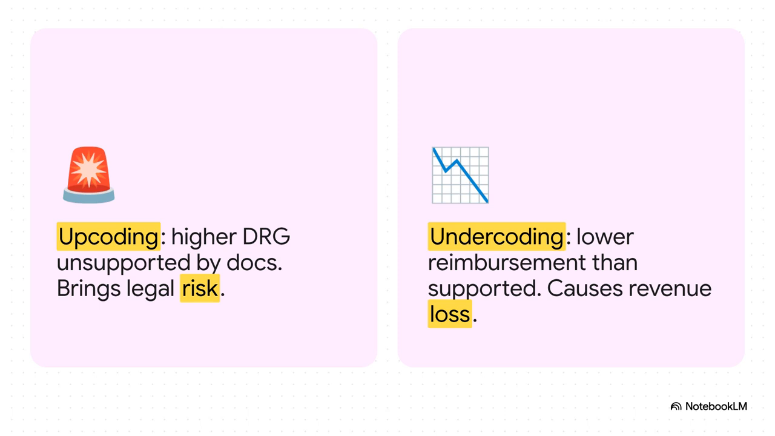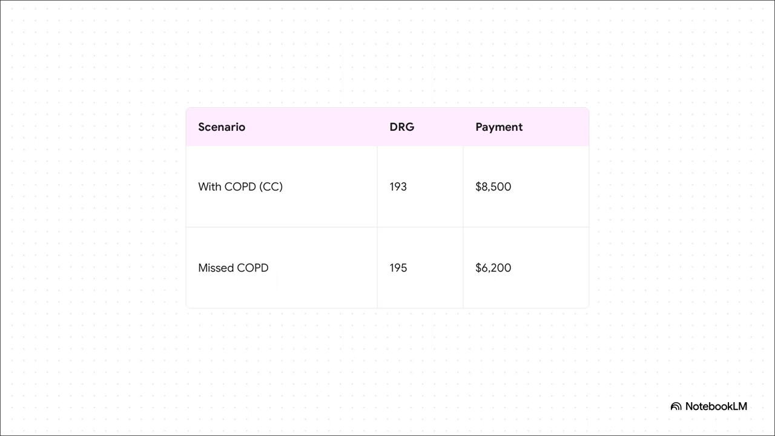But on the flip side, we have undercoding, right? This happens when the codes assigned yield a lower reimbursement than what the patient's actual clinical documentation supports. Undercoding artificially lowers your hospital's acuity metrics and leads to massive hidden financial damage and a huge drop in your overall case mix index. Let's put this into perspective with a real-life example to see exactly what undercoding costs.